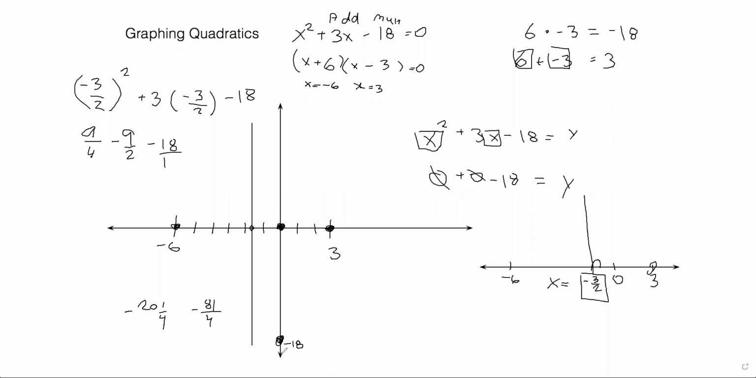So that would be way down here. It's going to be past negative 18. It would be right here below. So we're going to plot that point on the axis of symmetry. The point goes on the axis itself.